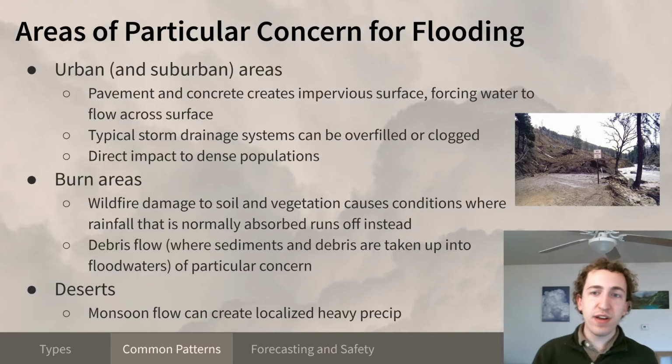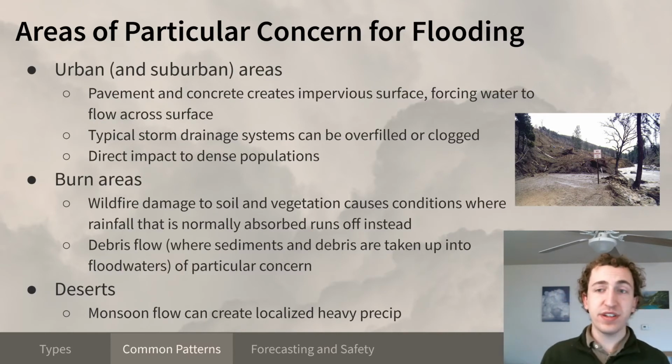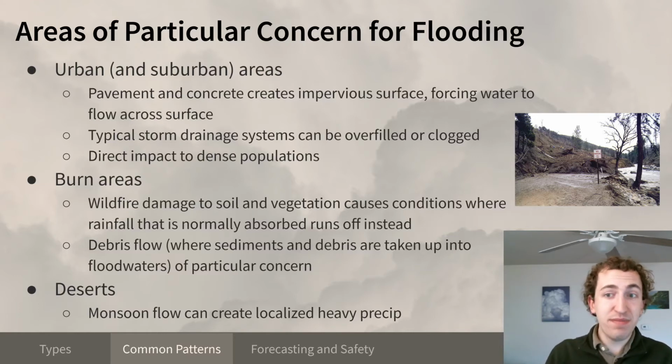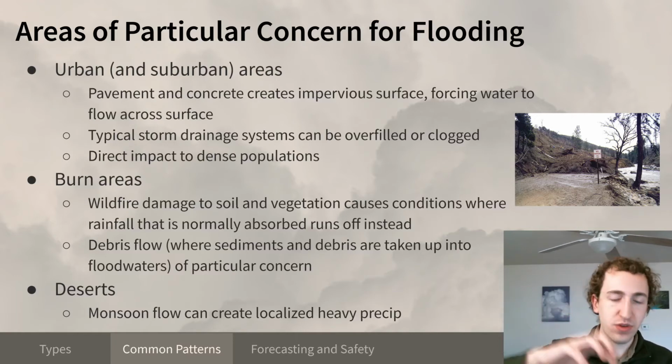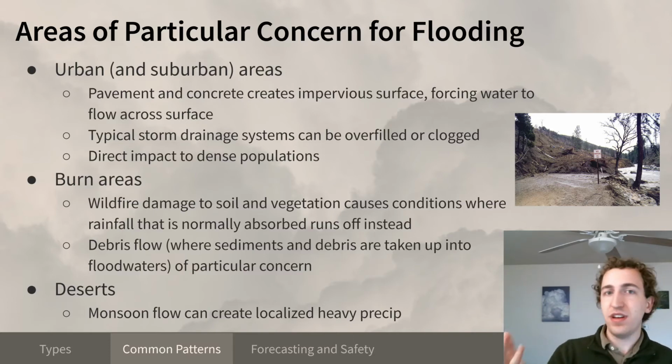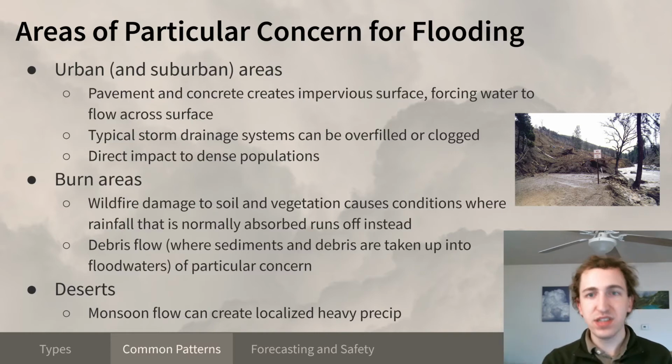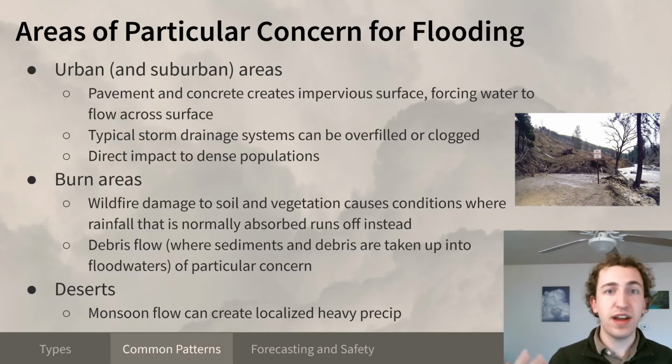There are three areas that are of particular concern for flooding. One is urban and suburban areas. The main reason is that pavement and concrete, which are prevalent in these areas, create an impervious surface, so the water can't absorb down into the ground. It has to go across the surface until it reaches some kind of man-made storm drainage system.